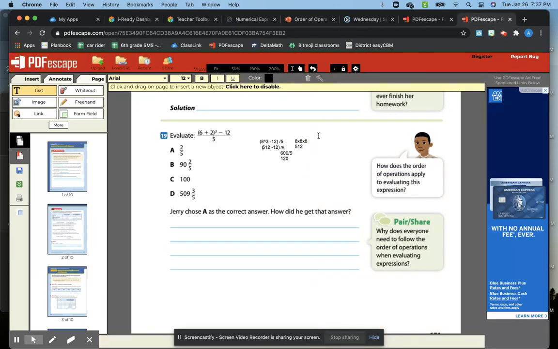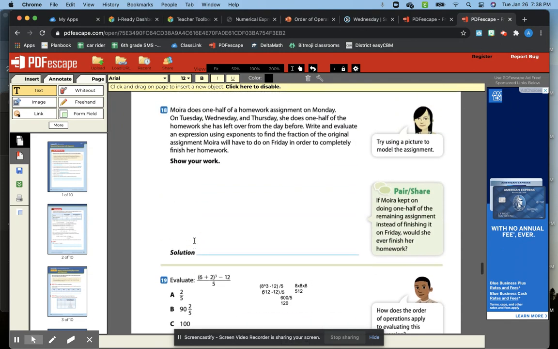So 8 times 8, 64. Oh, 8 times 8 times 8 is 512. And that is a 5. I just can't, the parentheses threw me off. And then 512 minus 12 is 500. 500 divided by 5 is 100. So see, guys, even when I'm not there, your teacher makes mistakes. It is okay to make mistakes as long as we learn from them.